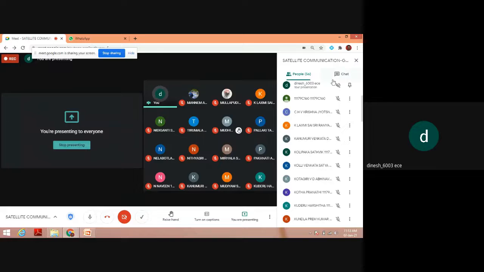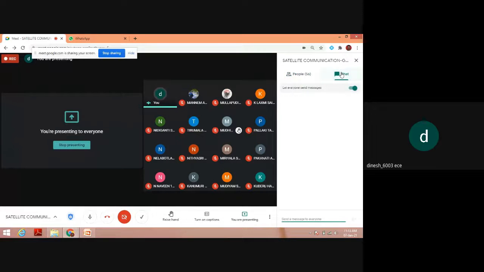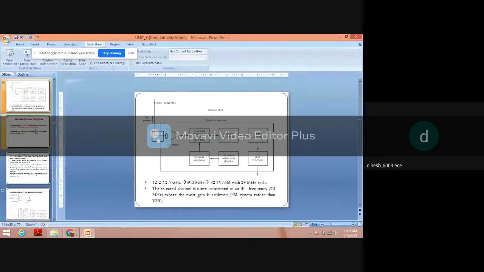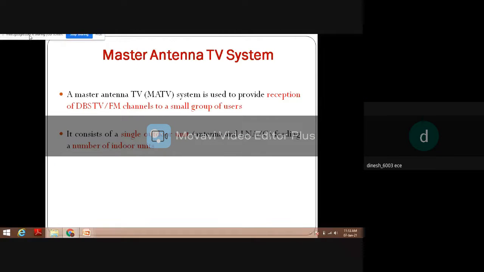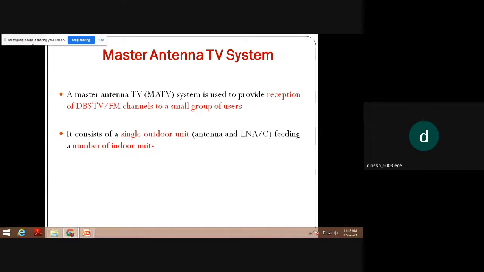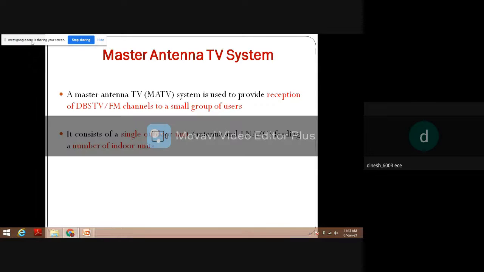Okay, since there are no queries in the chat box, I move on to the next topic, which is the master antenna TV system. In short, we call it MATV. The master antenna TV system is used to provide reception of direct broadcast television or FM channels to a smaller group of users, which consists of a single outdoor unit and a number of indoor units.